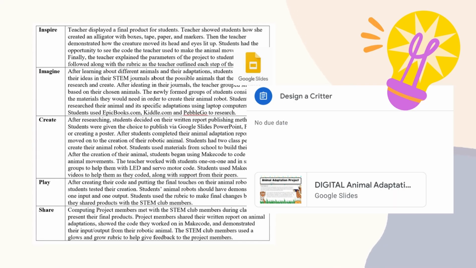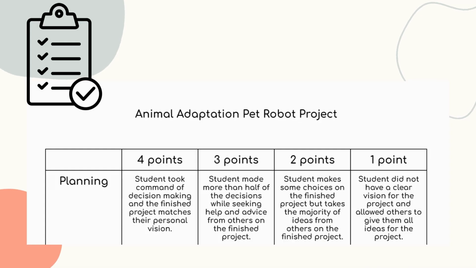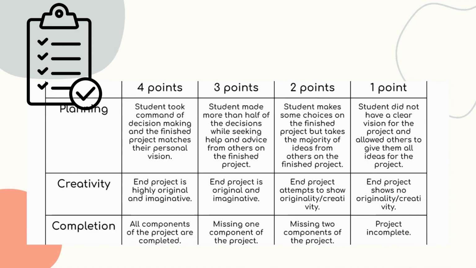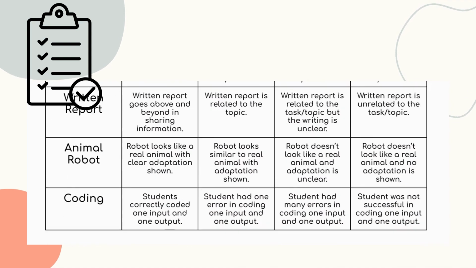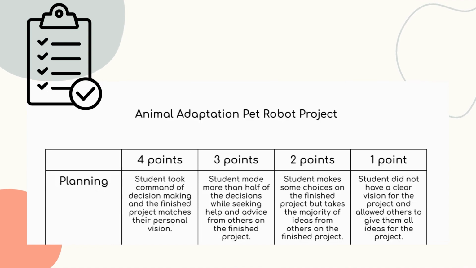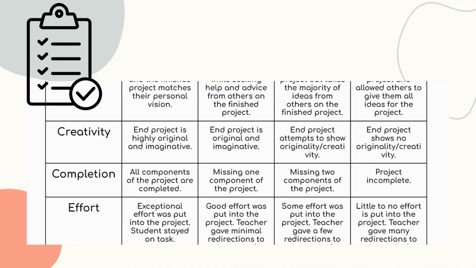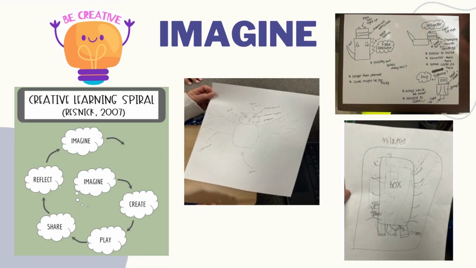My animal adaptation pet robot lesson plan is organized by each step of the creative play learning spiral. I began the lesson by introducing the design thinking process and outlining the Google Classroom learning module students would be using to document their own design thinking processes. After introducing the design thinking process to my students, we started with an overview of the rubric for the project. The rubric created was vague, yet provided students with enough stability to understand the expectations of the project and the outcomes of their creations. After students had a clear understanding of the rubric, we moved on to the Imagine step.